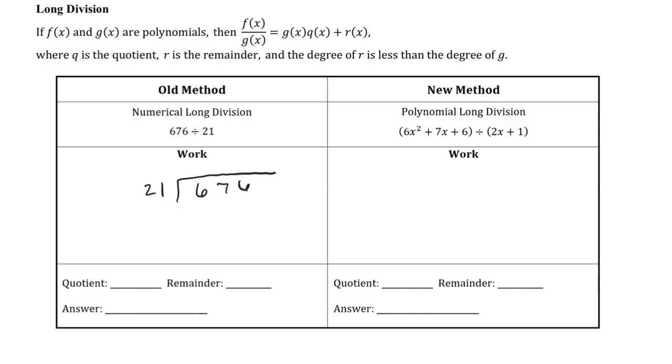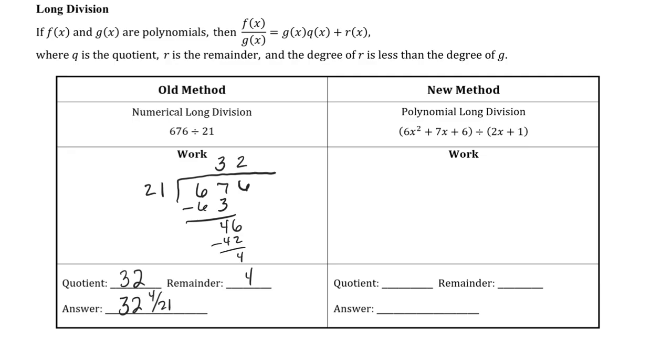So we move over and say, can it go into 67? And we say, yes, it goes in 3 times, and we put the 3 above there. We wouldn't put it above the 6 because 21 didn't go into 6. Then 3 times 21 is 63, do the subtraction, 4, bring down the 6 to get 46, and we ask, can it go into 46? Yeah, 2 times, and that'd be 42, and we have a remainder of 4. So we got 32, remainder 4, and we would write it like this, 32 and 4 21sts.